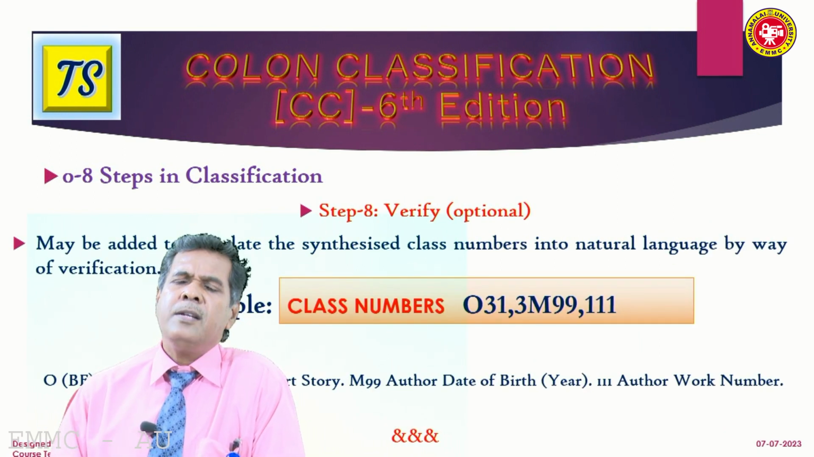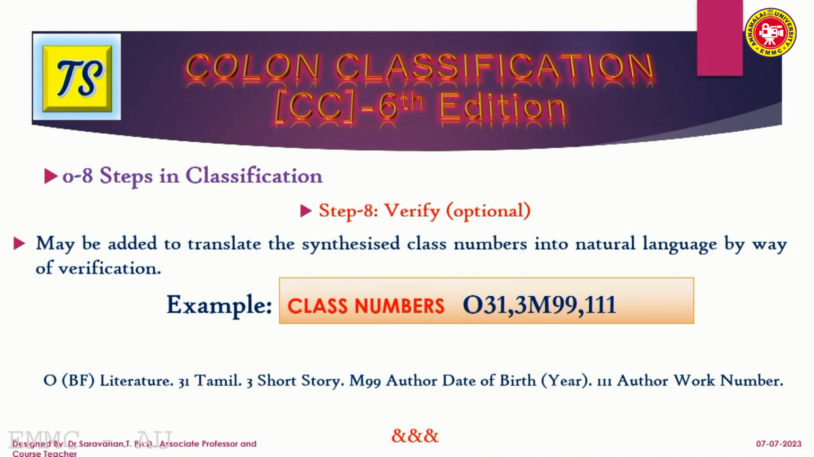This helps to transfer the synthesized class number into natural language by way of verification. We transferred the natural language into artificial. Now, again it is reprocessed. You can easily observe the class number O31,3,M99,111. If you transfer it again, O refers to literature, 31 refers to Tamil language, 3 short story, M99 the author's date of birth where the year is transferred, and 111 refers to the author work number. So, this is a simple title, but includes a lot of steps.